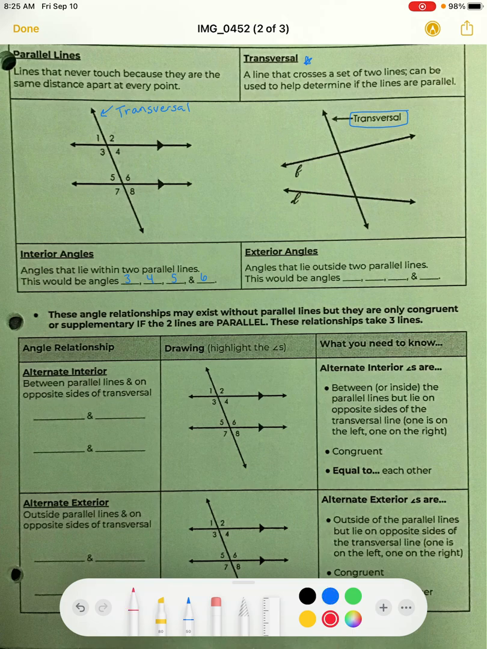So in this picture, let's color in here. Anything between the two lines is called interior angles. Anything on the outside is called exterior, whether it's above that line or below that line. They are exterior angles. So in our picture, angles that lie outside the two parallel lines would be 1, 2, 7, and 8.